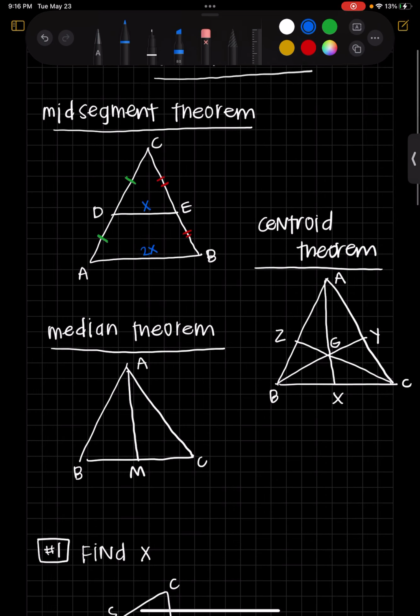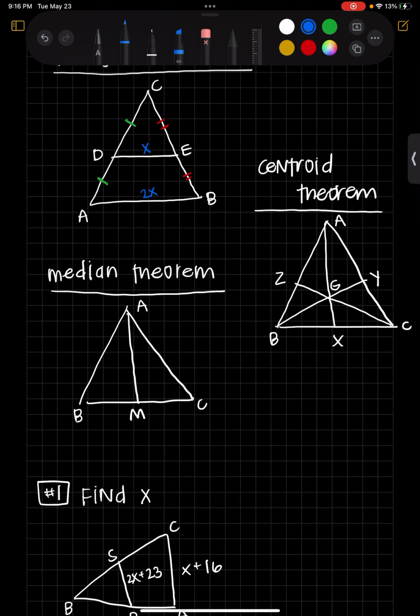Now let's talk about the next one down, the median theorem. The median theorem says that if I cut a triangle with a median, it makes it so that the length of one side is equal to the length of the other side. So in this case, BM is equal to MC. The median is different than the angle bisector, like what we talked about in the previous video. So the angle bisector cuts the angle in half, where the median cuts the side in half.